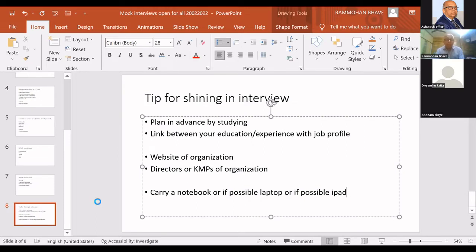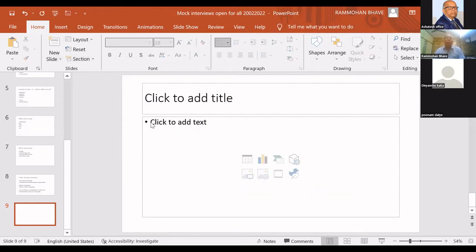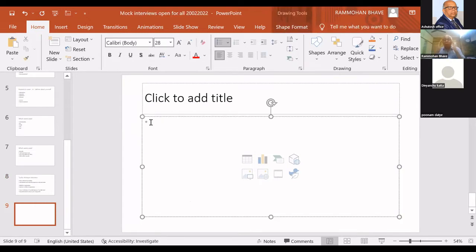Then drag the interviewer to discuss your strong points. Now, how do you do that? I'll give you an example. I was selected in Blue Star. I was very good at accounts. I was very good at MIS. I was very good at internal audit. I was slightly weak at finance at that time. Slightly, why, quite a lot.